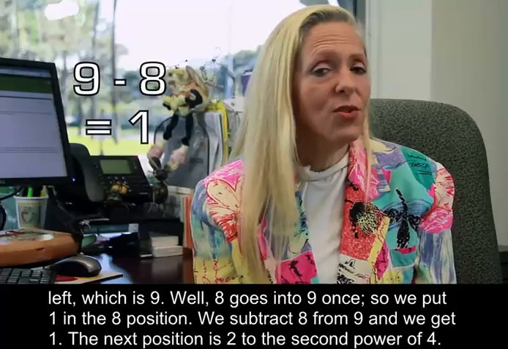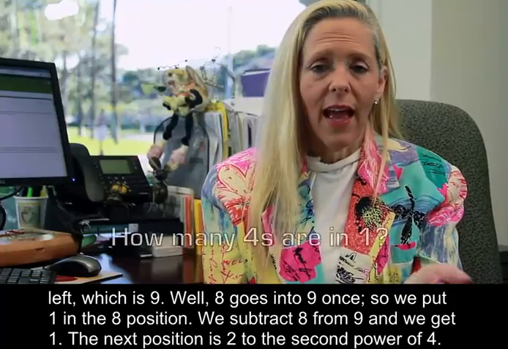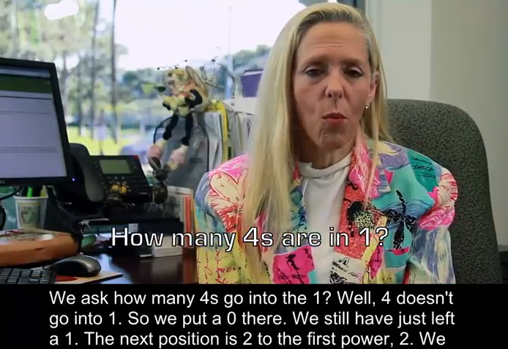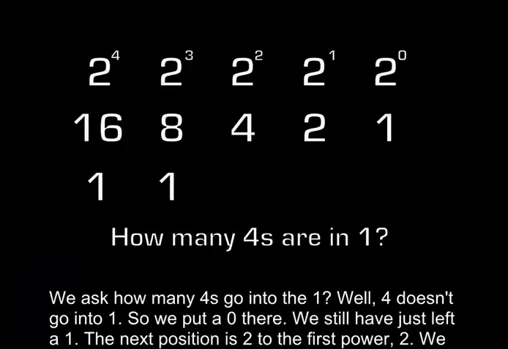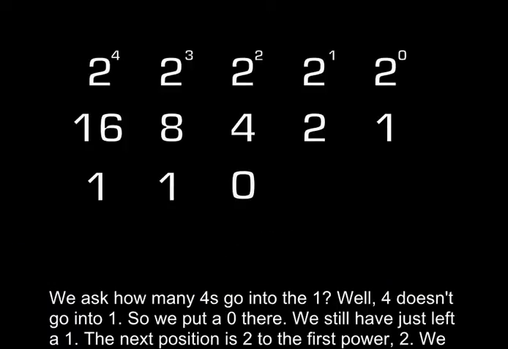The next position is 2 to the 2nd power, or 4. We ask how many 4s go into the 1? Well, 4 doesn't go into 1, so we put a 0 there. We still have just a 1 left.